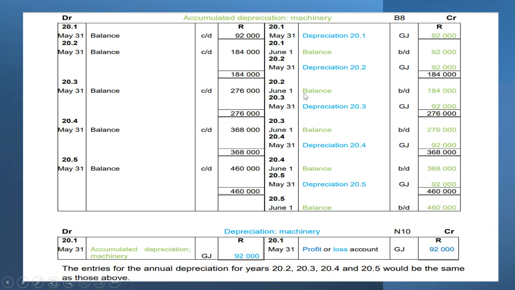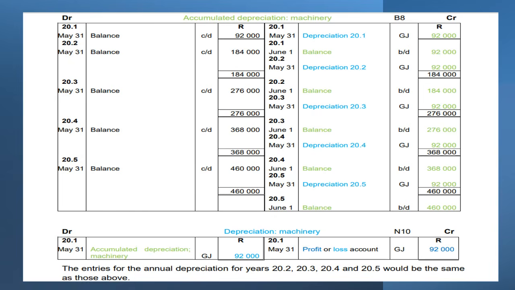It becomes the balance brought down on the credit side at the beginning of the next financial period, which is 1 June 20.3. Because remember, this is an accumulated depreciation. Accumulated depreciation increases on the credit side, reduces on the debit side. So which means accumulated depreciation should always have a credit balance, which is our balance brought down of 184.